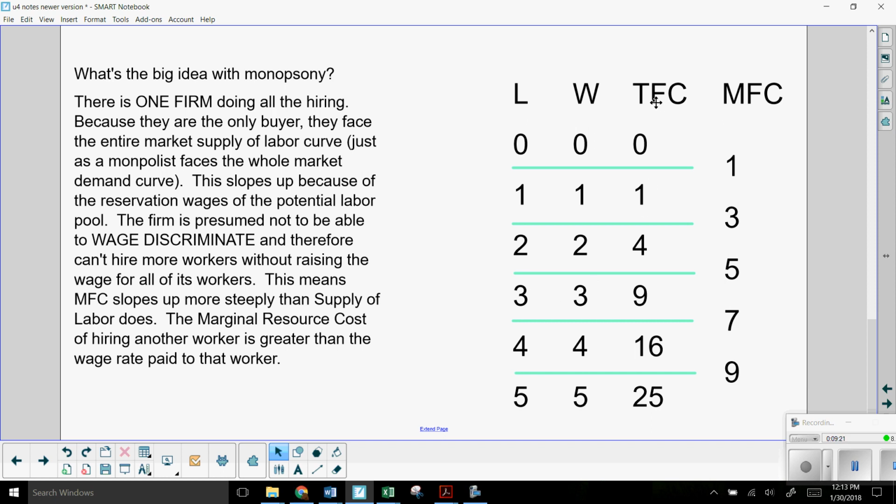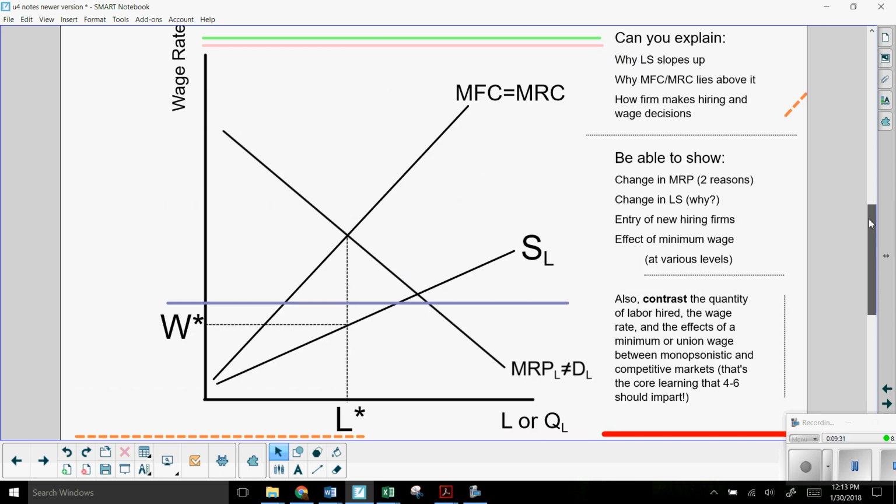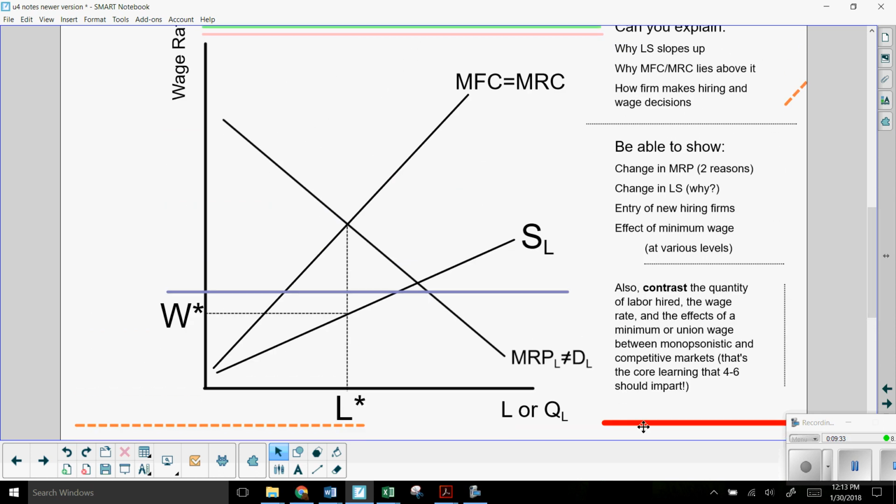So how would total factor cost look? 3, 6, 9. How would marginal factor cost look? 3, 3, 3. Let's model that over here and think about what we can do. Well, we have this line right here. We could bring that over and say, okay, this is the firm's labor supply curve that they face with the minimum wage in place. And there it is.